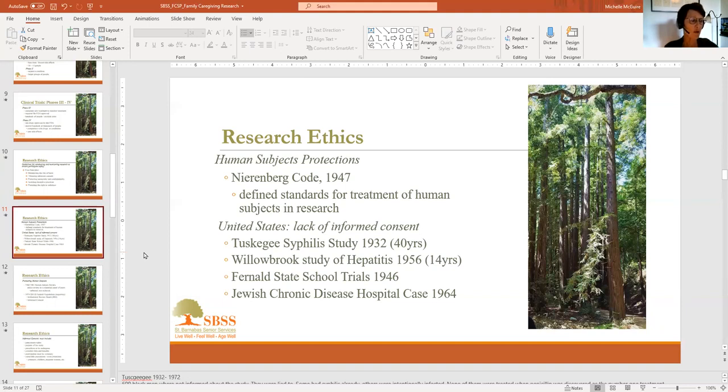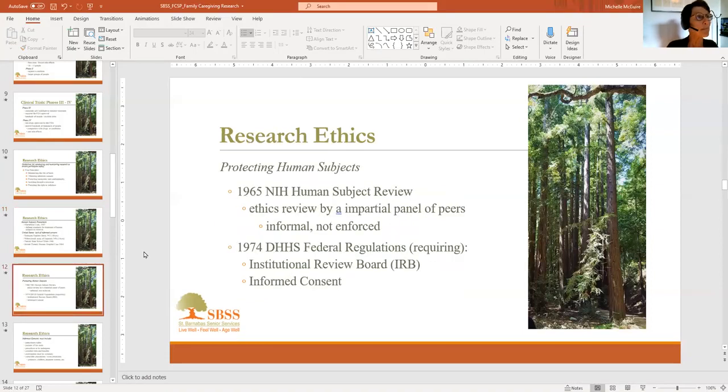Very unethical. Willowbrook, 1956. Mentally ill children were intentionally infected with hepatitis. And this went on for 14 years. The Fernald State School Trial, radioactive materials were fed to handicapped children to test for mineral absorption. The Jewish chronic disease case of 1964, older Jewish individuals were injected with cancer cells to study the immune response. So good intentions of these researchers wanting to help and solve problems, but treating people very poorly in the meantime.